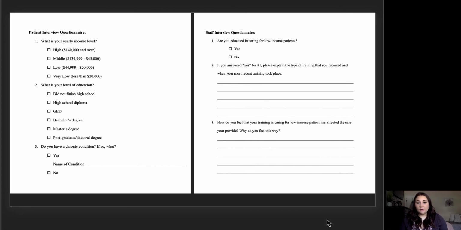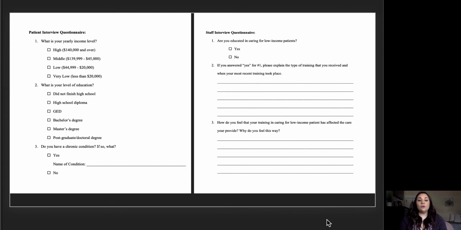So this is just a quick picture of what sort of interview questions they will be asked. You can see on the patient interview questionnaire, we ask them about their income level and their level of education, because that tends to go hand in hand with their income level. If they have a chronic condition, they can explain what chronic condition they have, and the questionnaire will also go into asking about rating their experience, what could have been better, what was needed, and why they felt that way.